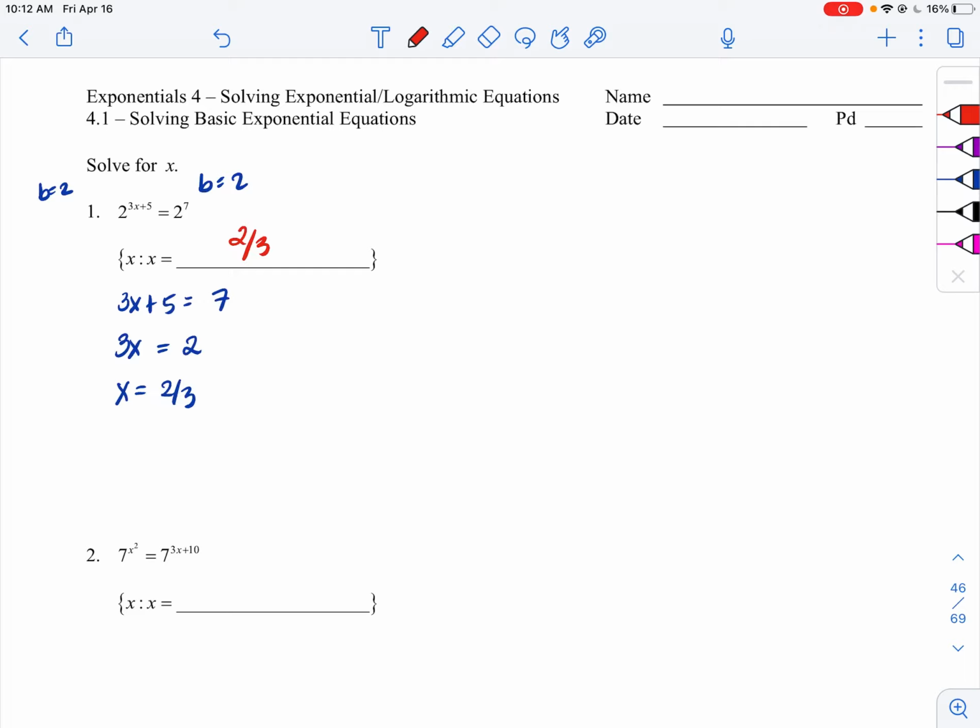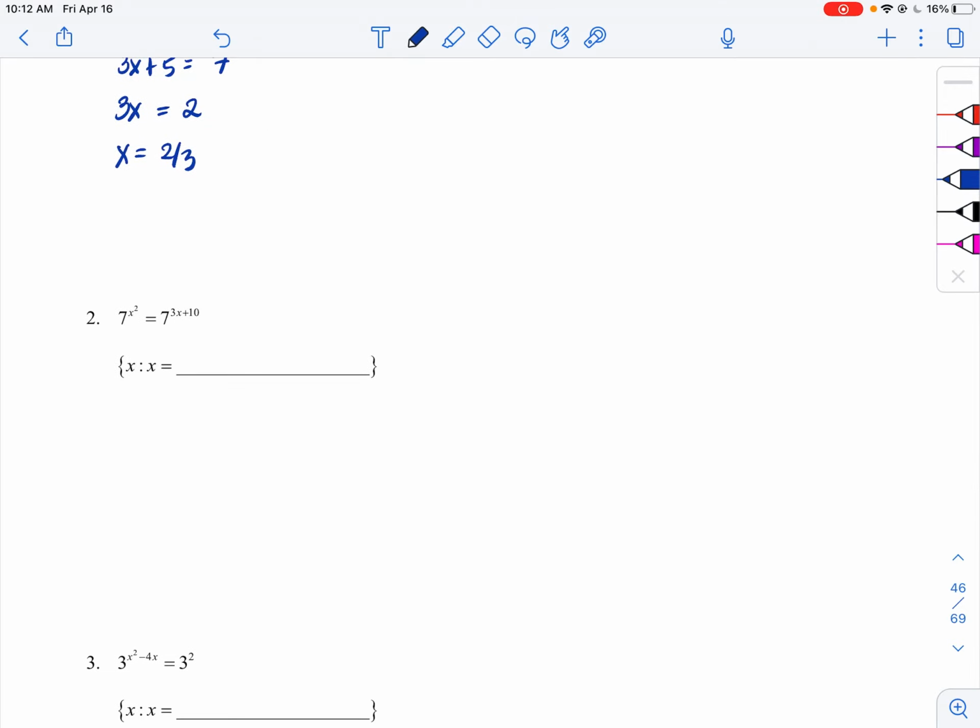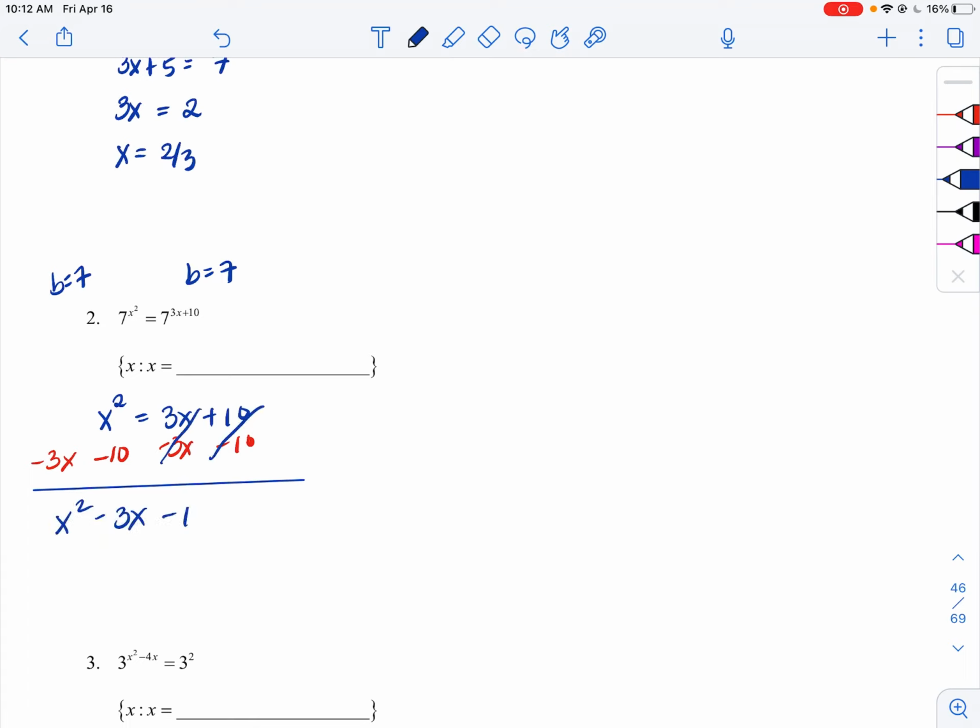Okay, moving on, number 2. Again, we have to make sure that our bases are equal to each other. So we have a base of 7, also a base of 7. And since they are equal, I am going to bring down their exponents and make sure that I also make them equal to each other. So I'm going to subtract 3x, subtract 10. And so we have here, cancel, x squared minus 3x minus 10 equals 0.